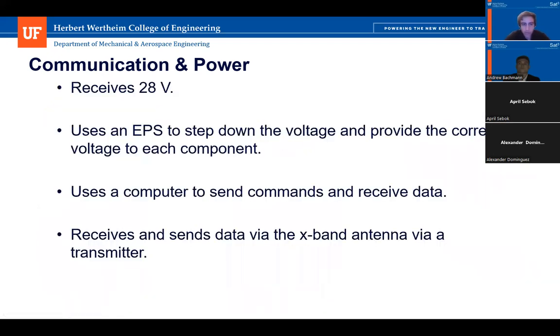So our CSD is designed, we're expecting to receive 28 volts from the launch vehicle. So we use an EPS to step down the voltage and provide the correct voltage to each of the components. The reason we have a computer is so that we can send commands to the solenoid, and we can receive signal from the limit switch. We can also send commands to the transmitter and receive the data from the transmitter too. Next slide.